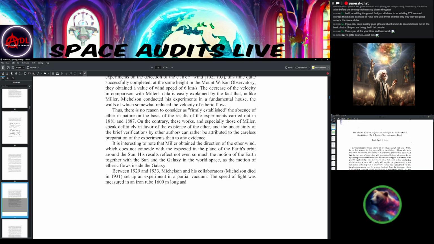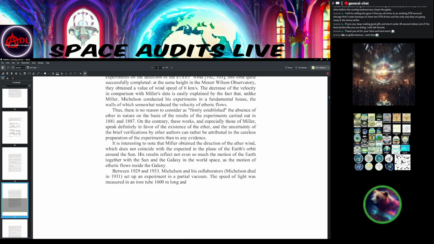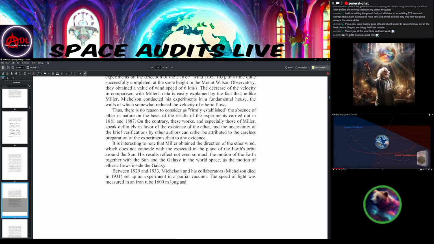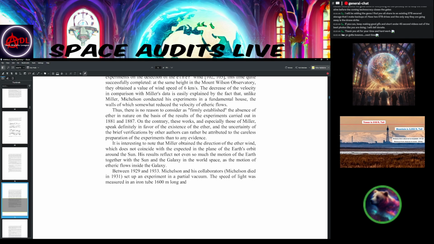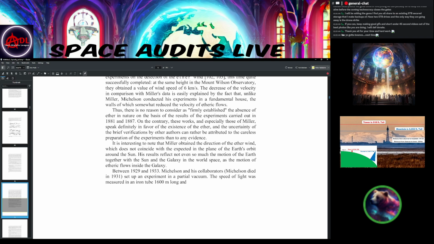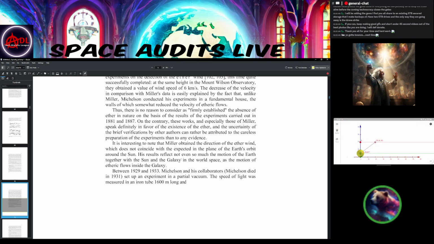Thus, there is no reason to consider the absence of the ether firmly established on the basis of the results of the experiments carried out in 1881 and 1887. On the contrary, these works, and especially those of Miller, speak definitely in favor of the existence of an ether, and the brief verifications by other authors can rather be attributed to careless preparation of the experiments than to any evidence. It is interesting to note that Miller obtained the direction of the ether wind, which does not coincide with the expected plane of Earth's orbit around the sun. His results reflect not so much the motion of the Earth together with the sun and the galaxy in the world of space as the motion of the ether flows inside the galaxy.